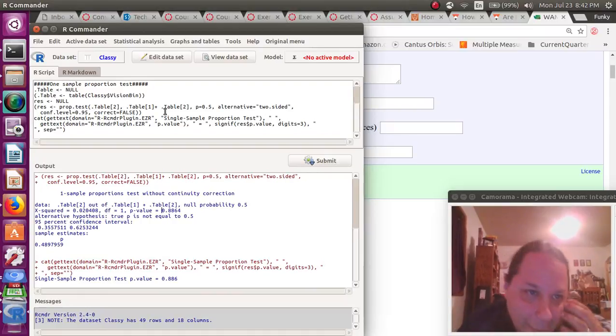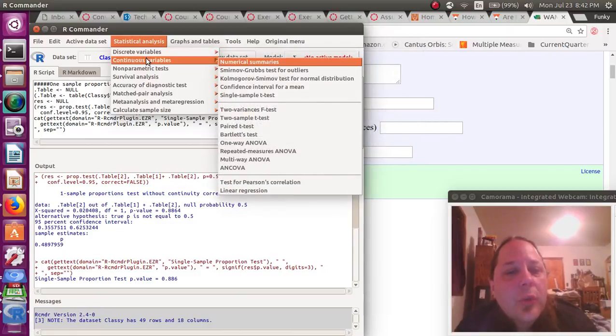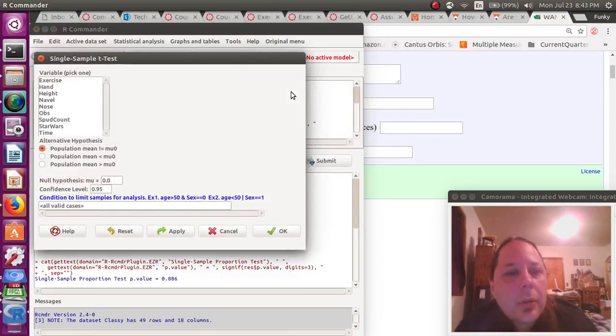Oh, I haven't done it yet. All right, let's do it. Statistical analysis, continuous variables because it is quantitative, single sample t-test, height. And we said that the null hypothesis is that mu is 61, the alternative is that it is greater than 61. So we said mu is less than or equal to 61, and H1 is that it is greater than 61.